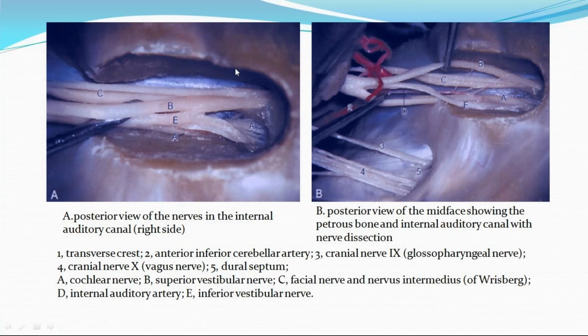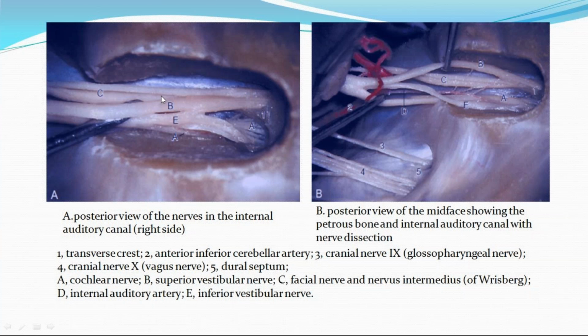Here you can see the petrous part of the temporal bone that has been drilled open, and you can see C is the facial nerve, and this is the nervus intermedius, which is the sensory part of the facial nerve. It accompanies the facial nerve as a different nerve, and inside the internal auditory meatus, it fuses with the facial nerve.